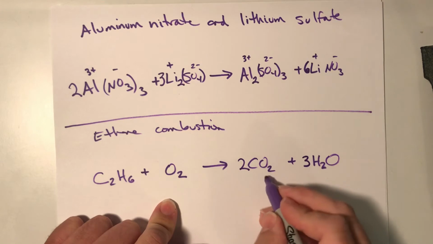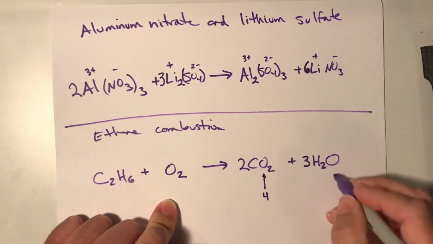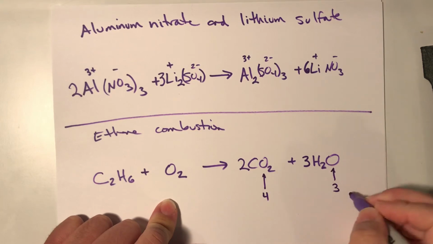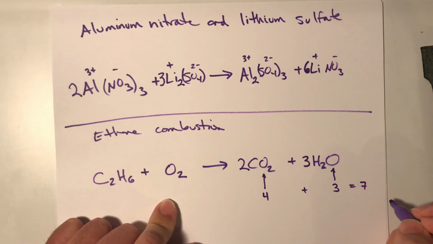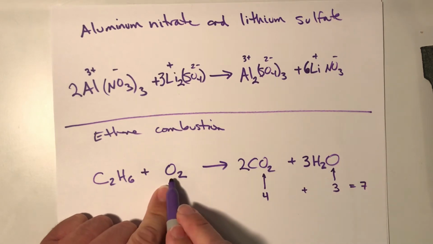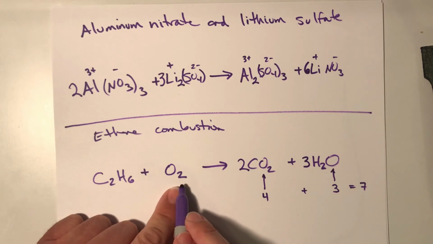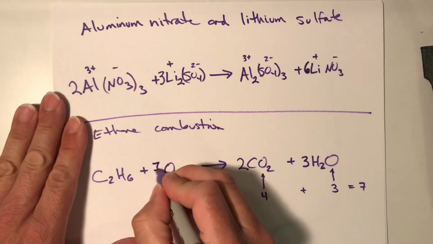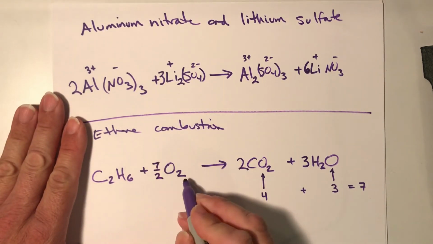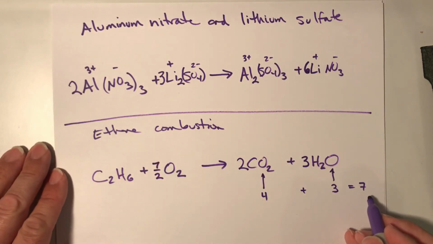So we have 4 oxygens here in the CO2. We have 3 more in the water, for a total of 7 oxygens on the product side. So we need to make 7 oxygens on the reactant side. Well, we've already got 2, and remember, we can't add or subtract. We can only multiply when we're balancing. So the trick is that we write 7 halves, because 7 halves times 2 would give us 7, adding up to the same number on both sides.